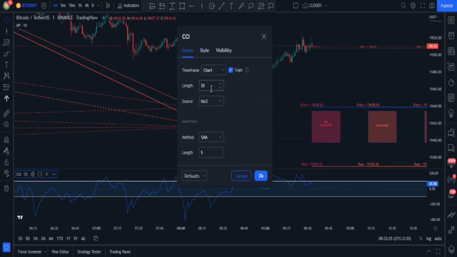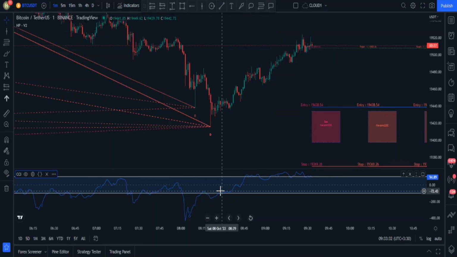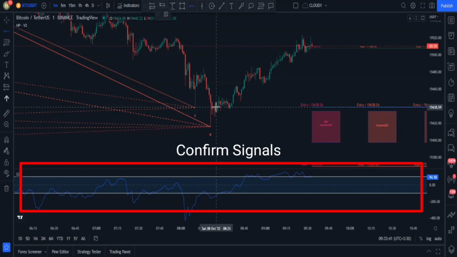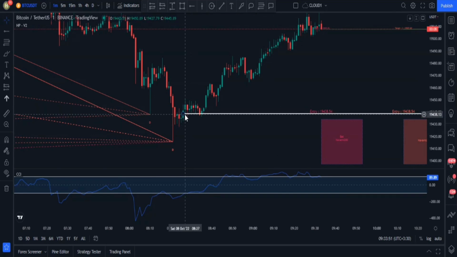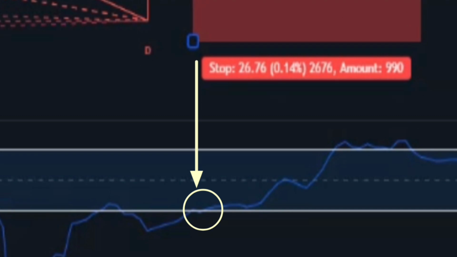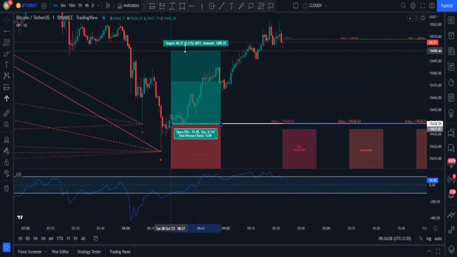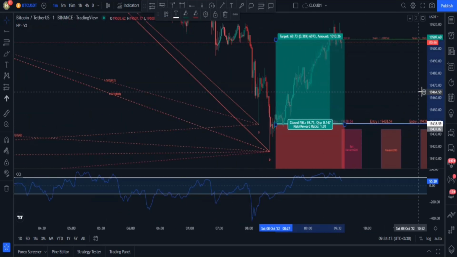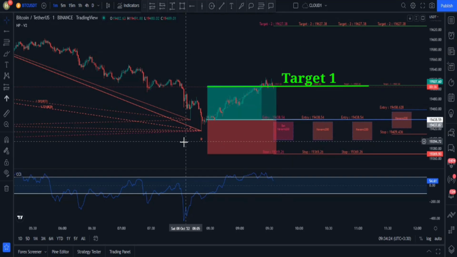Next, in the inputs, to make this strategy more accurate, we increase the length up to 40. Okay, now our CCI is ready. This indicator is used to confirm the entry signals. For instance, here the auto harmonic indicator has given a buy signal, which has been confirmed by the CCI simultaneously. Based on this confirmation, we could have entered a long trade, and exactly after this signal, the graph has moved towards our desired direction and touched our first target.